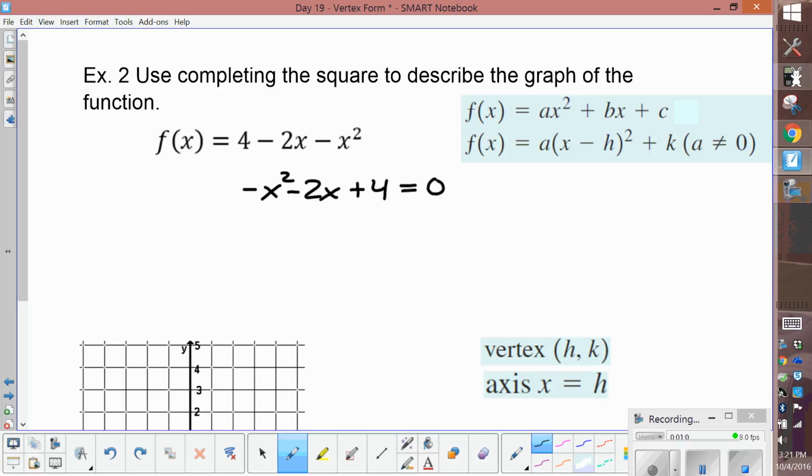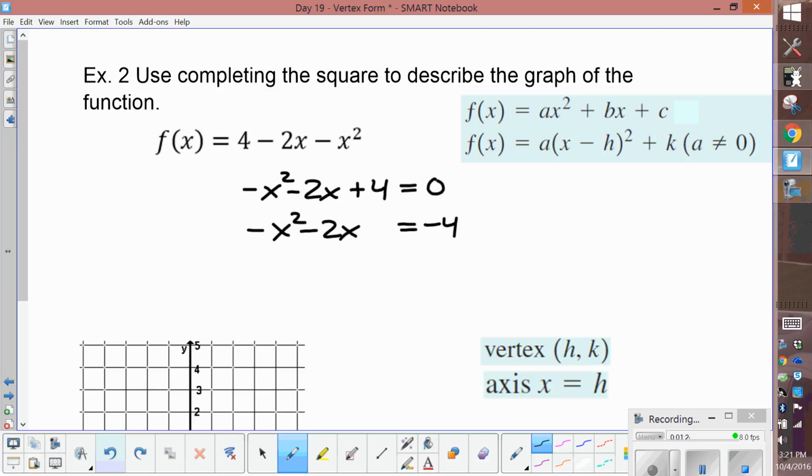Okay, the next thing I do is I want just my variables on the left, meaning I want the negative x squared and the negative 2x on the left. So I need to move this positive 4 to the right side. So I'm going to subtract 4 from both sides. And that leaves me with negative x squared minus 2x equals negative 4.